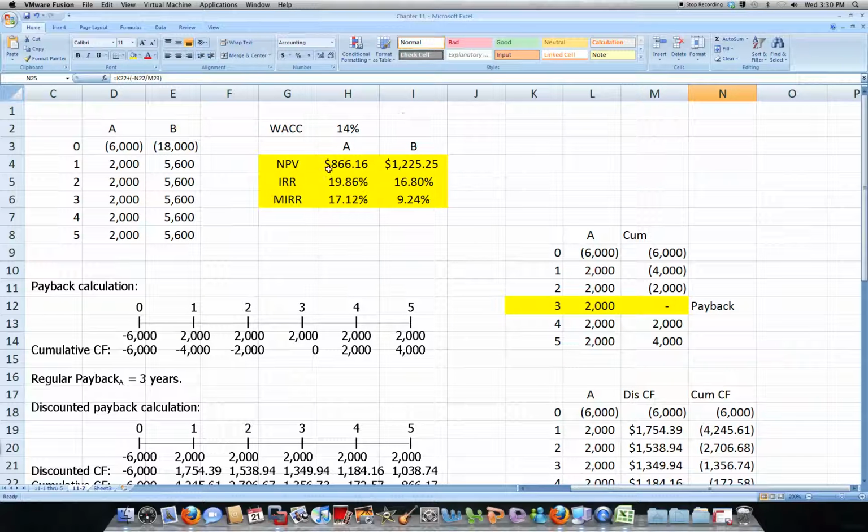If they're independent, we're going to choose them both. If they're mutually exclusive, we're going to choose B.